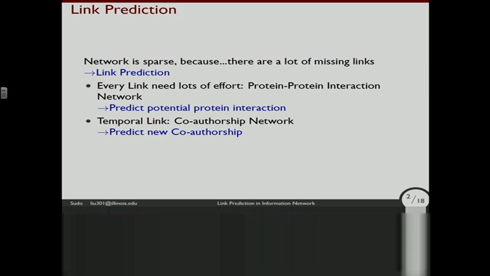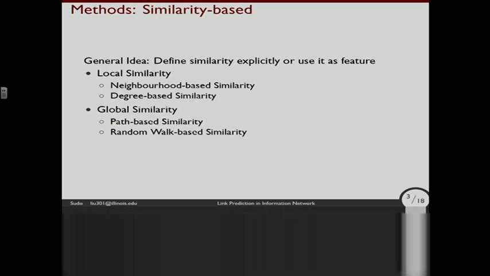In the first example, you could predict potential protein-protein interactions and help doctors make medicines using your prediction results. For the second one, you could predict future co-authorship, or in a social network, you could predict future friendship. Basically, for link prediction, the methods are all similarity-based or feature-based.